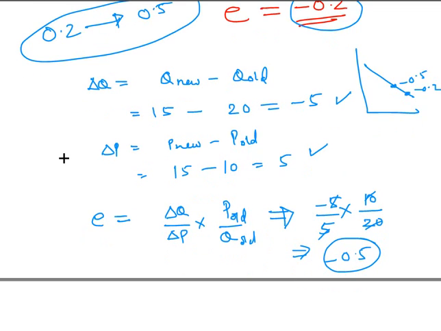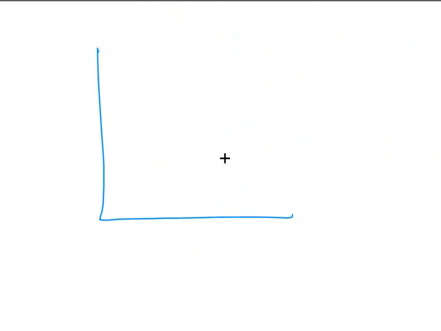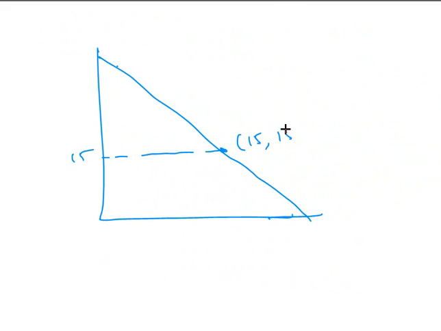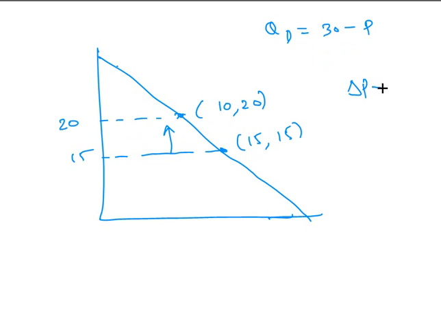Now if I want to see the elasticity, and this graph we got, we saw that at 15 quantity and 15 price. Now let us increase the price again by 5. We'll go to 20 as the price. So quantity demanded is 30 minus price, so quantity demanded will become 30 minus 20, 10, and price will become 20. So change in price will be still 5, change in quantity is still minus 5.